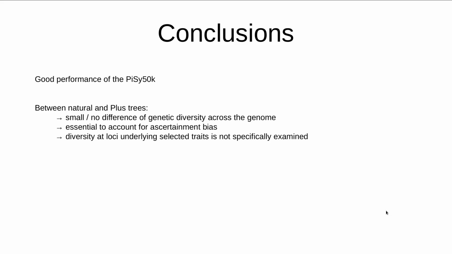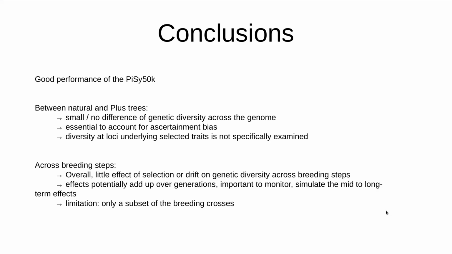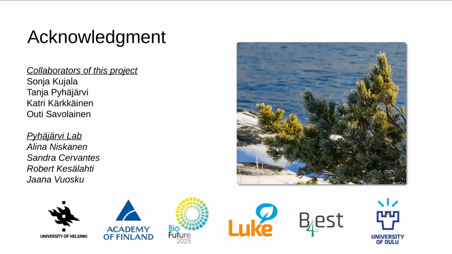However, we note that the diversity at loci underlying selected traits is not specifically examined here, but it will be in future studies. And across the breeding steps, overall, we observe little effect of selection or drift. However, these effects potentially add up over generations, so it would be important to monitor and simulate the mid to long-term implications. There is a limitation in our analysis. We are using really a subset of the entire crossing data of the +3s.